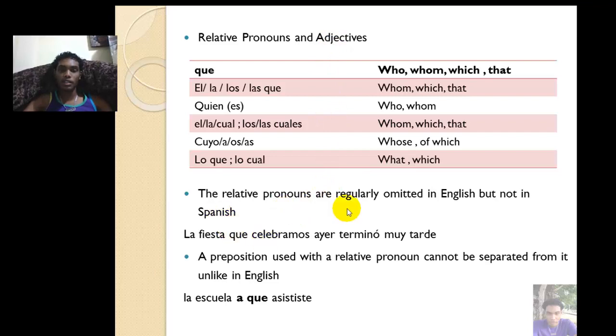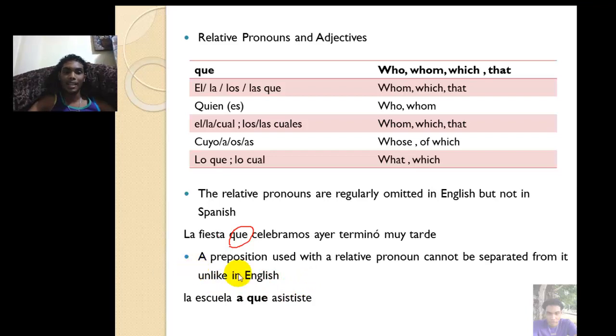But not in Spanish. Por ejemplo, la fiesta que celebramos ayer terminó muy tarde. The party we celebrated yesterday finished very late. Right? Notice I left out "that we celebrated". Right? But in Spanish it's very important to put it in. Okay? However, please note that a preposition used with a relative pronoun cannot be separated from it, unlike in English.